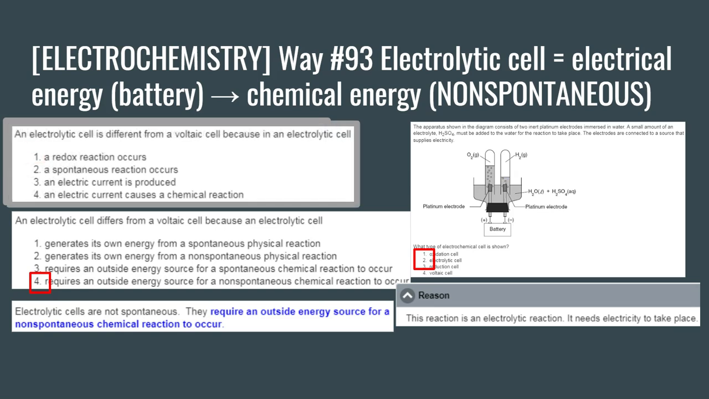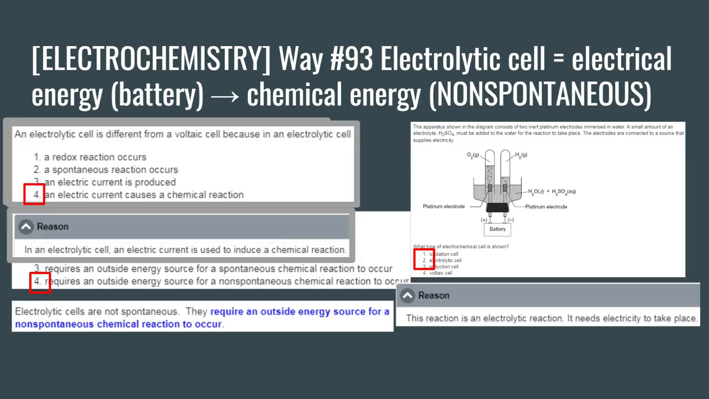An electrolytic cell is different from a voltaic cell because in an electrolytic cell, notice that voltaic and electrolytic cells both involve a redox reaction, and electrolytic cells are non-spontaneous. Therefore, the answer choice is 4, because an electric current causes a chemical reaction. In a voltaic cell, we create an electric current from the natural chemistry happening in the chemical reaction.